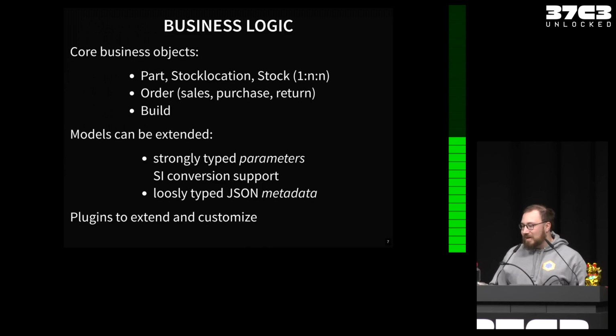All these models can be extended without touching the code. You can have strongly typed parameters where you can do SI conversion and stuff so that you are always in the right format. And you have loosely typed JSON metadata where you just dump your stuff, so we don't care what's in there. And you can have plugins without changing the core code.